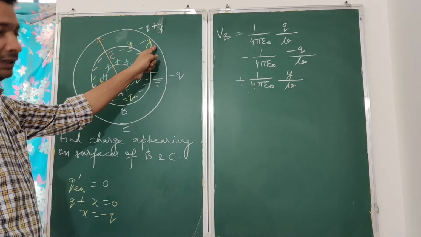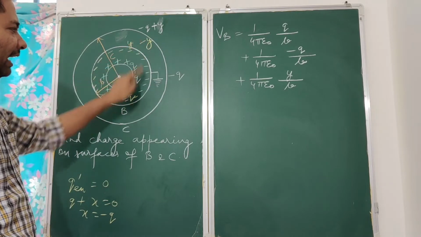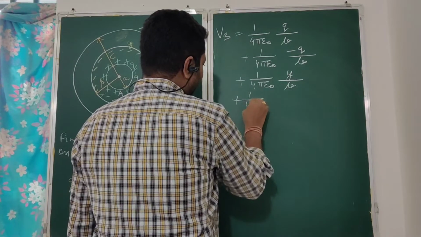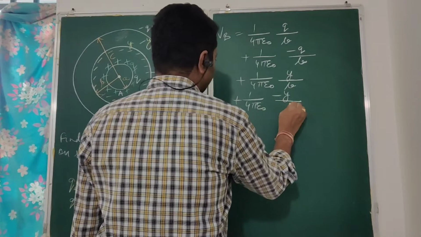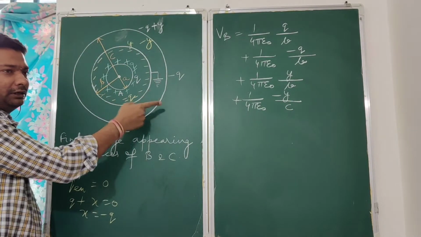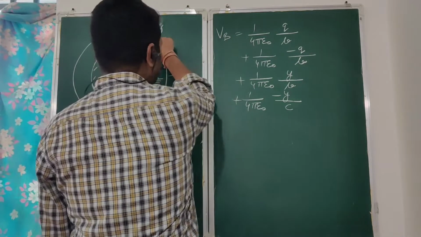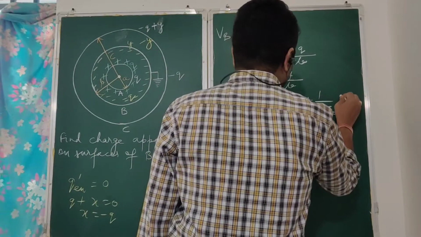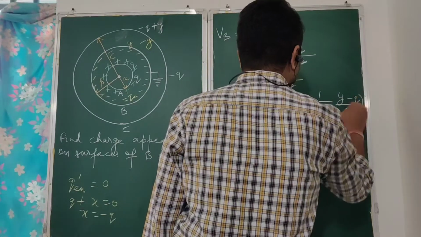Now the inner surface of the outer sphere. What is the total charge? Minus y, and this point is lying inside. So what will be the potential? 1 by 4 pi epsilon naught into minus y by C. Because potential inside a hollow sphere is the same as that on the surface of the sphere, and due to this charge again it will become plus 1 by 4 pi epsilon naught into y minus Q by C.